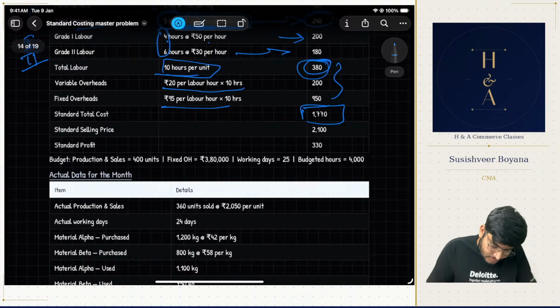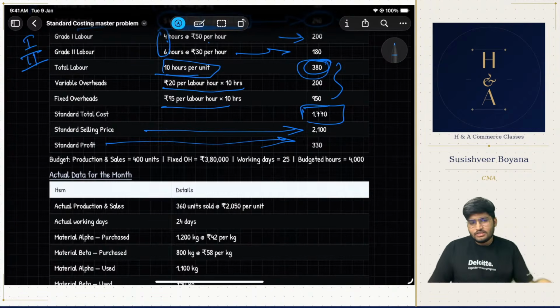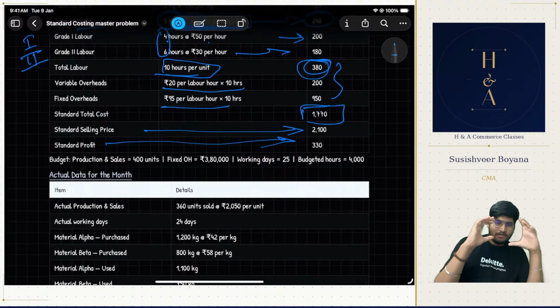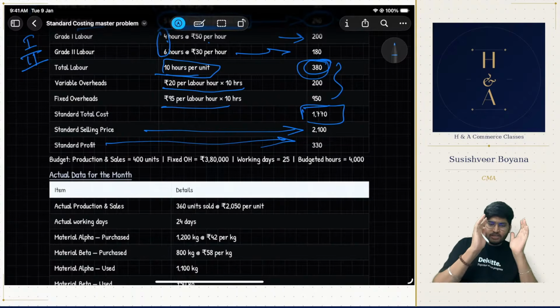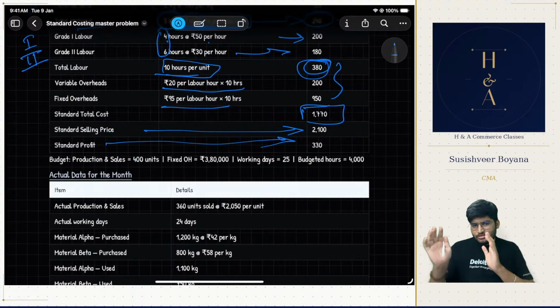Standard selling price is also given. Standard profit is also given. Now, similar to what the biryani problem has, 200 grams, 50 rupees, and also 30 minutes of time, we have to now compare the standards with actuals.